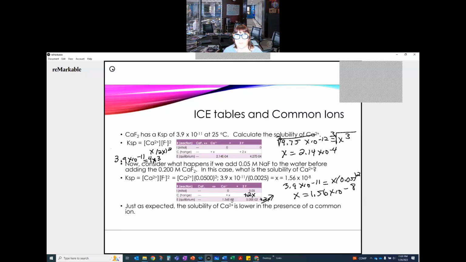And that's what having a common ion does for us. It changes that solubility, and it makes it much smaller because of the excess presence of the F minuses there. So that's what we're seeing when we do that.